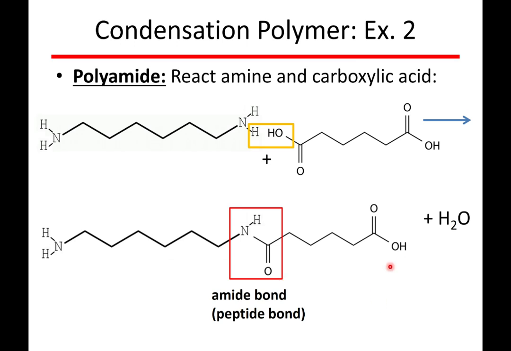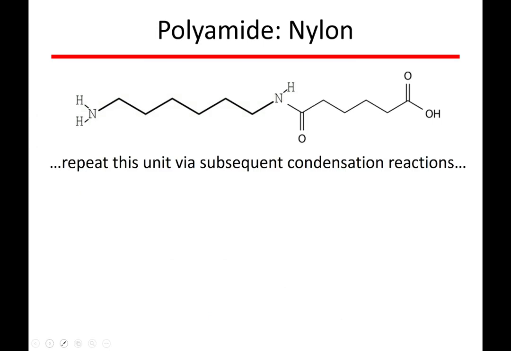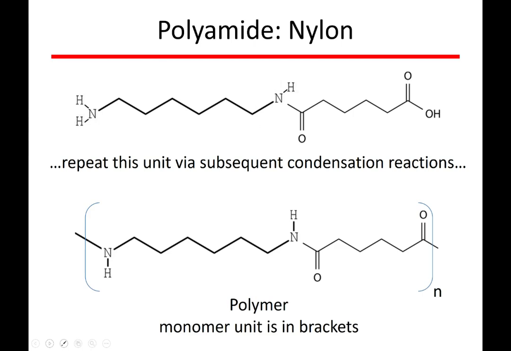Now, if you take a look at this monomer unit, what you see is that here on the right-hand side, you still have a carboxylic acid, and here on the left-hand side, you see that there still is an amine, and so this unit can react with other neighboring units, repeating the process through additional condensation reactions to elongate the chain, and that makes your polymer.